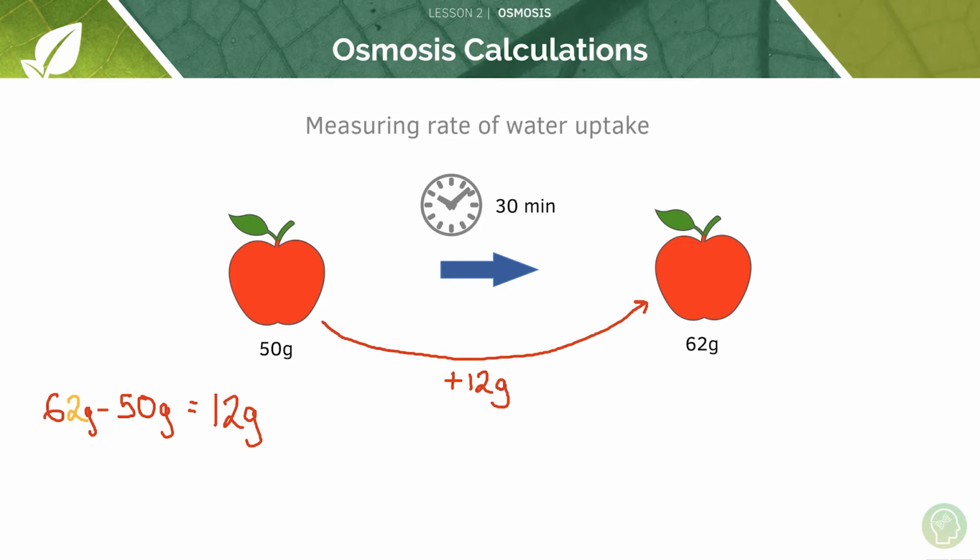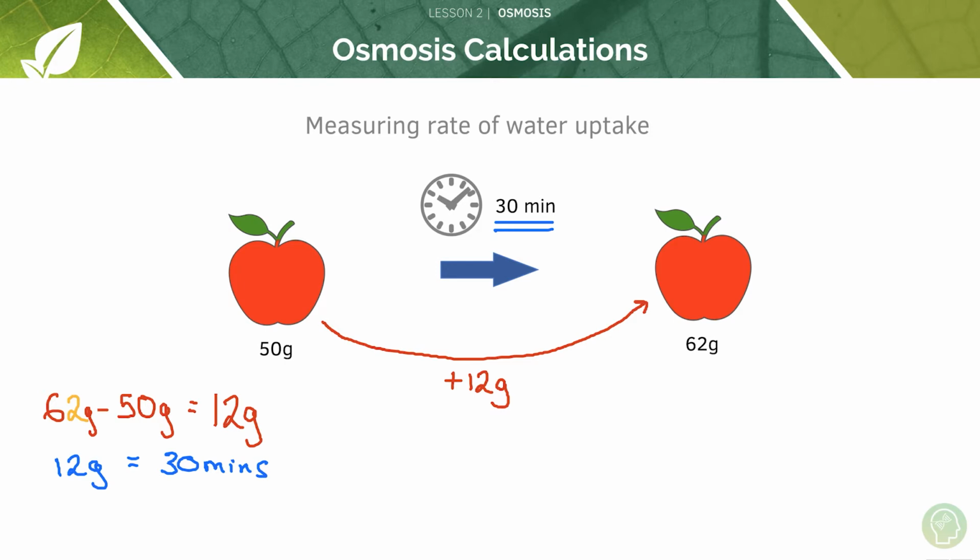Now, we want to find out the rate of water uptake. So that's always the change in whatever you're measuring over time. Now we know it's 30 minutes, right? We've been told in the question we've left the apple in water for 30 minutes. So you're saying that in 30 minutes there is a change of 12 grams. And then I like to write equals 30 minutes. What I mean by that is that in the space of 30 minutes we have a change of 12 grams, okay? That's all I mean.